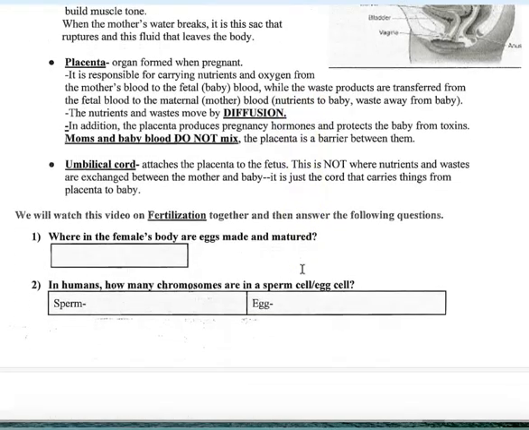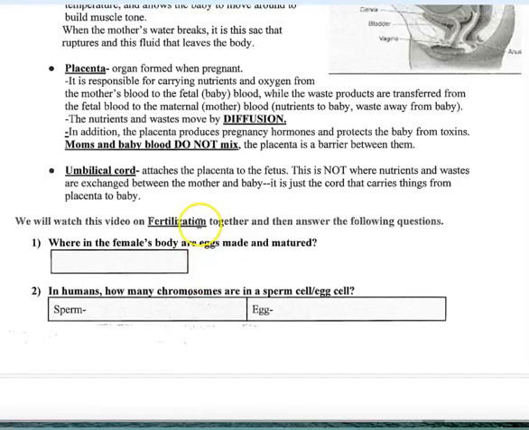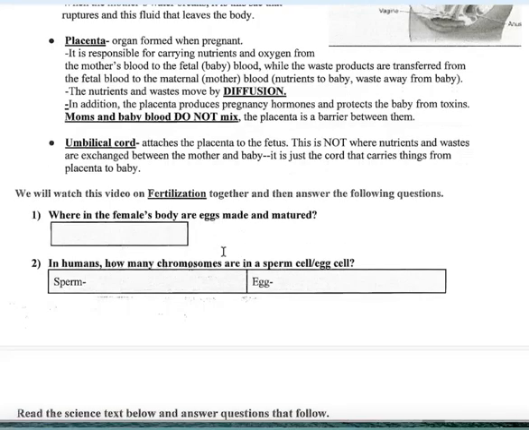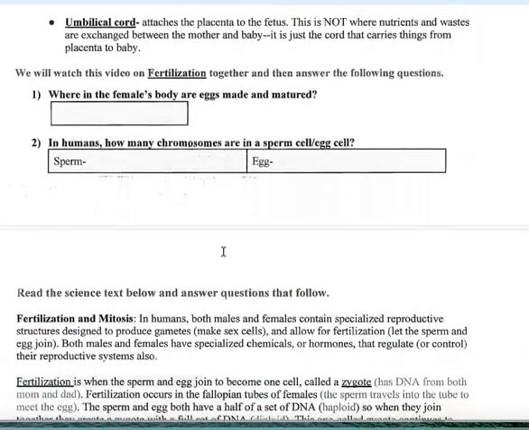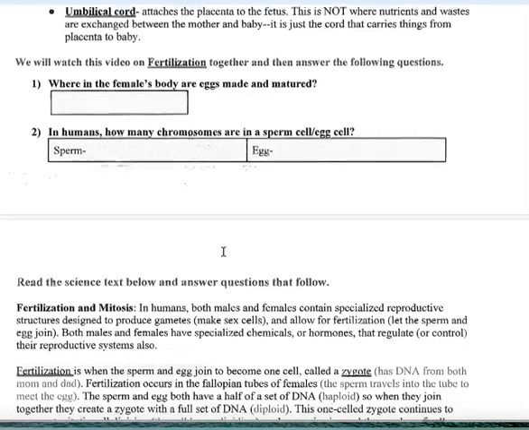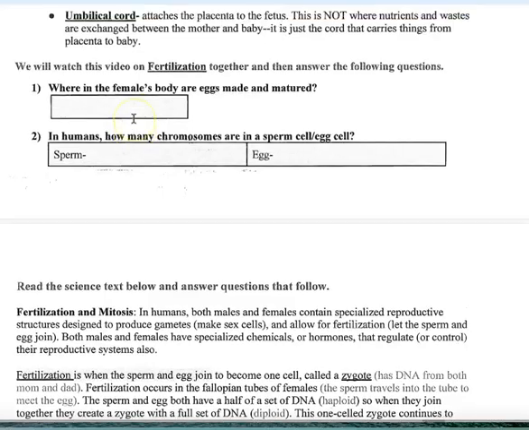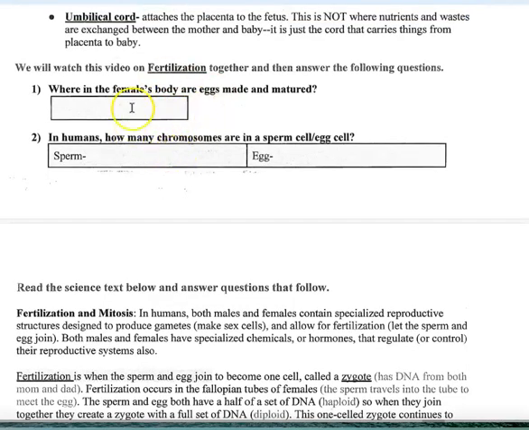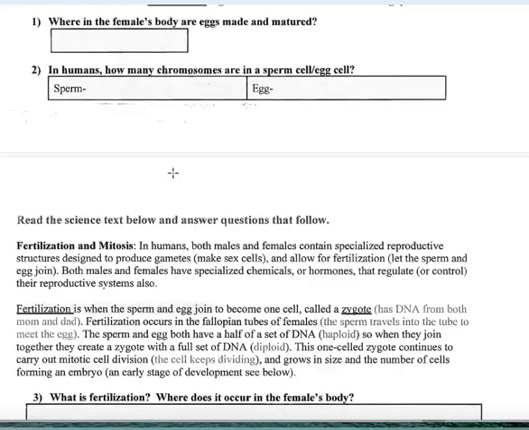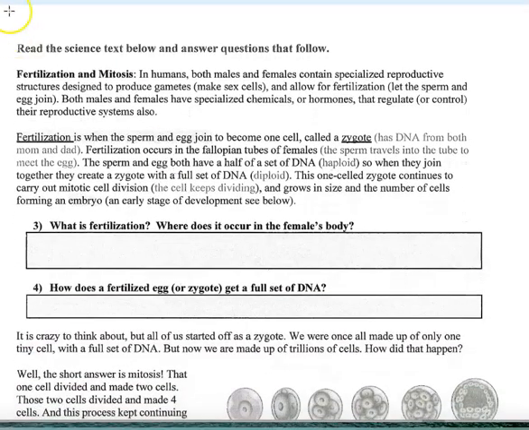So what you're going to do next, you are going to watch the video on fertilization. You're going to pause this video and open the other video on fertilization, and you're going to watch it. And then you are going to answer these two questions. Then you're going to come back to this video. So pause this video now, watch the video on fertilization, answer these two questions, and then come back to this video. All right, so hopefully you've done that, and now you're ready to move on.